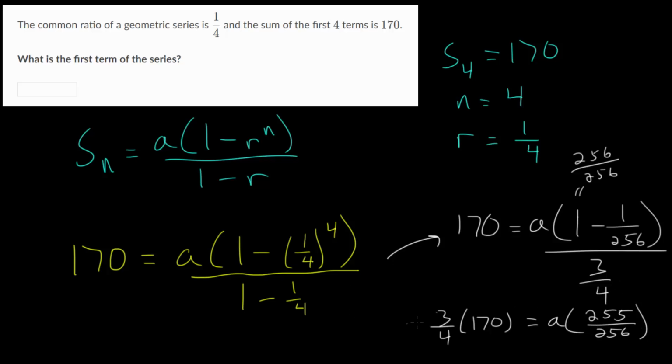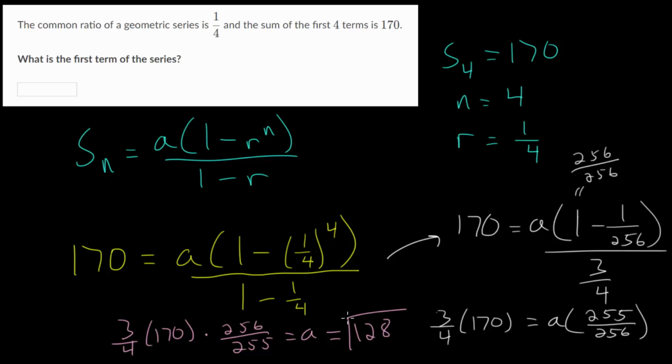And we'll just simplify a little bit further. So let's multiply each side by 256 and divide by 255. So you have 3/4 multiplied by 170 times 256 over 255. And this all equals a. And if you plug all of this into your calculator, what you're going to get is 128. So this is your first term.